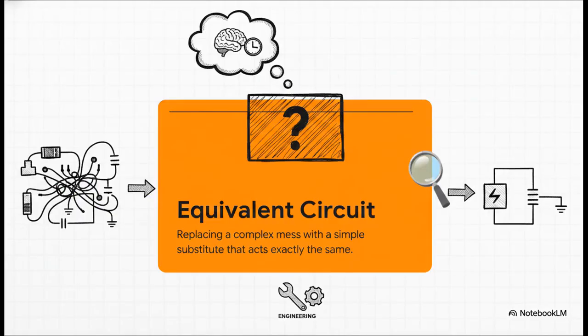And honestly, that brilliant little realization brings us right to our core concept, the equivalent circuit. By definition, an equivalent circuit is simply a way of replacing a complex mess of components with a simple substitute that acts exactly the same way from the outside.